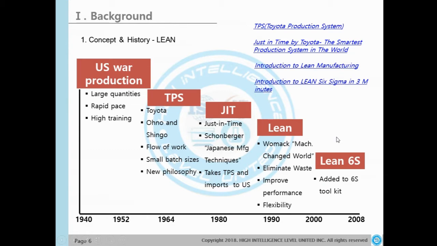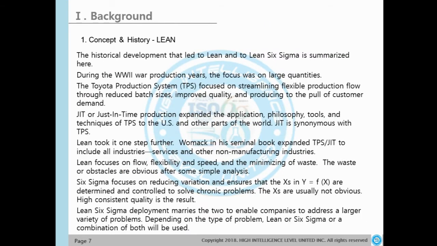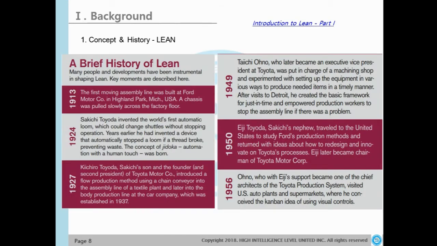Yes, now we can understand what TPS, Lean Manufacturing, and Lean Six Sigma are. Okay, next is about the Lean again. Please take a look. You can pause this video and please take a look. And this is the history, the explanation.